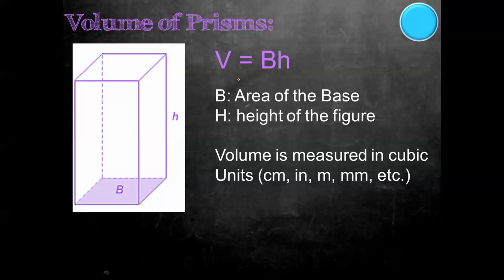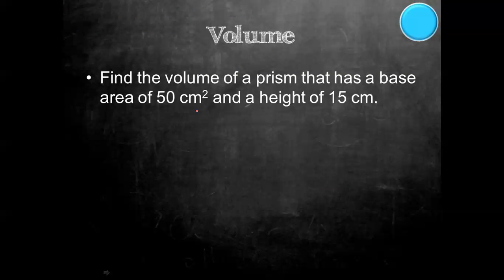Okay, the volume of a prism. Remember, volume is big B times h, where big B is the area of the base and h is the height of the prism. We measure volume in cubic units, so cubic centimeters, cubic inches, cubic meters, cubic millimeters, etc.